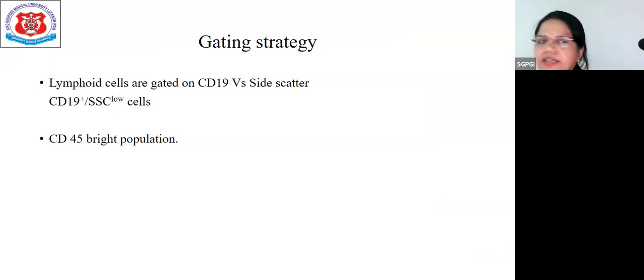So coming to the gating strategy for the B cell lymphomas, we use CD19 versus side scatter in most of the cases. You can go ahead with the CD45 versus side scatter also, but here the CD45 population will have T cells admixed with it. So in the subsequent gating, you have to use CD19 as well and further analyze those 19 positive cells.